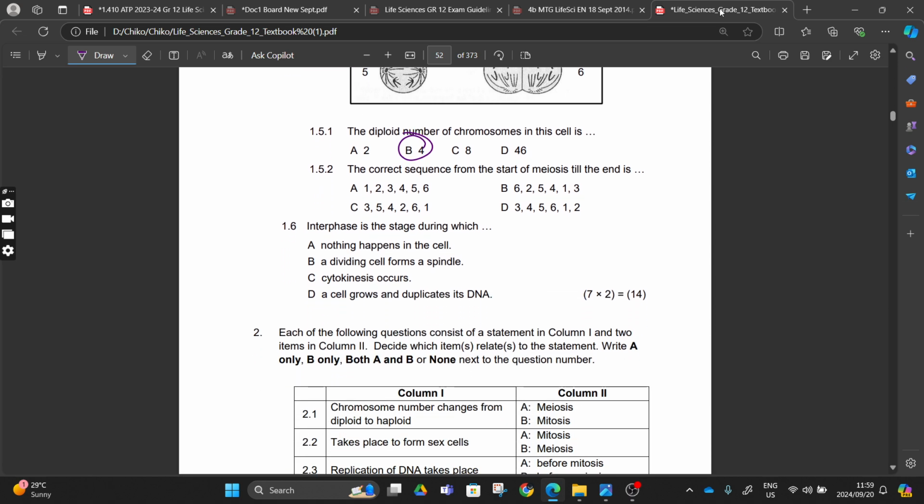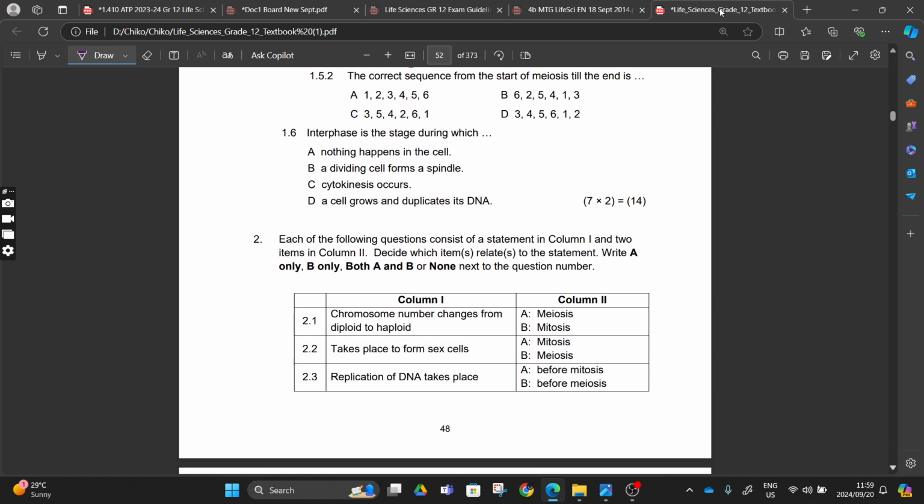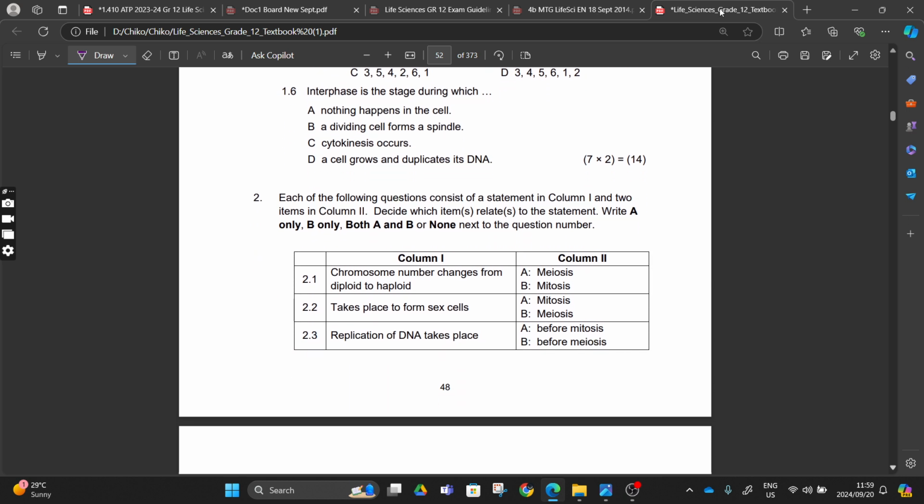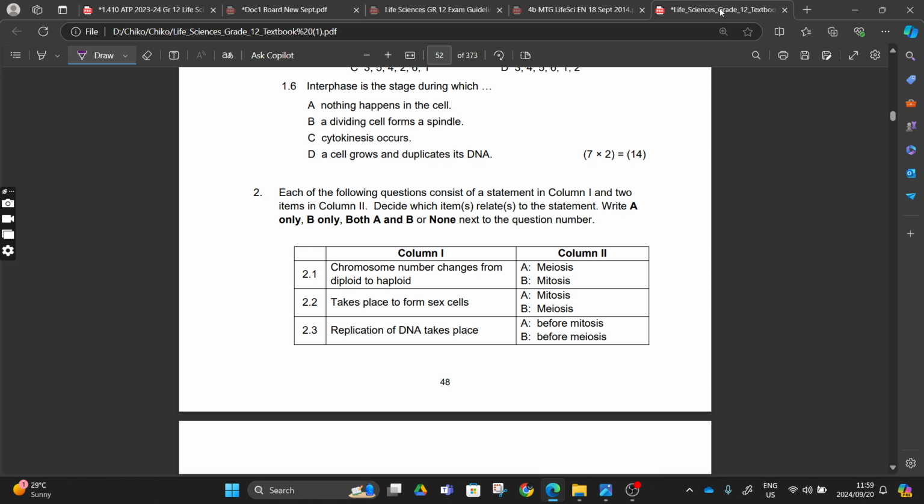Interphase is the stage during which... comment there, guys. Interphase is the stage during which nothing happens in the cell? No. Interphase: a divided cell forms? No, that's cytokinesis. It's cell growth and DNA replication, right? So let's move on, guys.